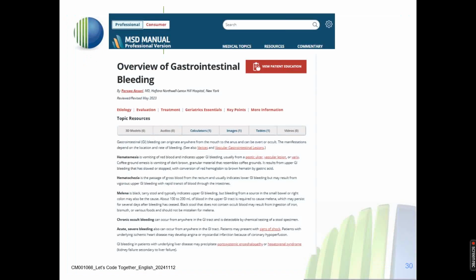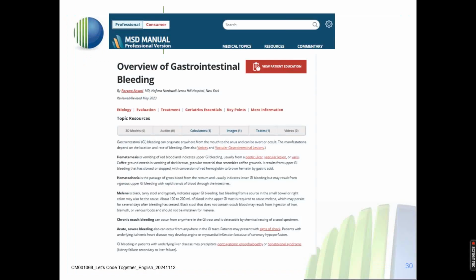Melena is very different. It's black, tarry stool, indicating upper GI bleeding, but bleeding from a source in the small bowel or right colon may also be the cause. So again, even with melena, you can't make any assumption. It tells you there how much blood needs to be lost to create melena, this black stool with a large amount of blood which has been processed or partly digested.